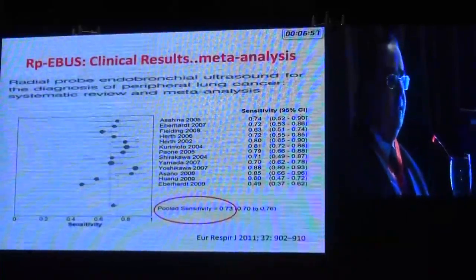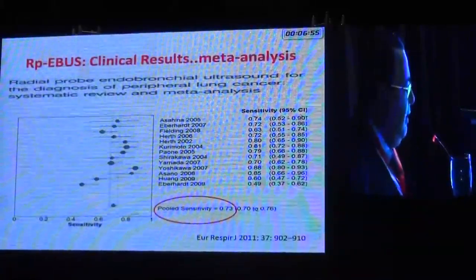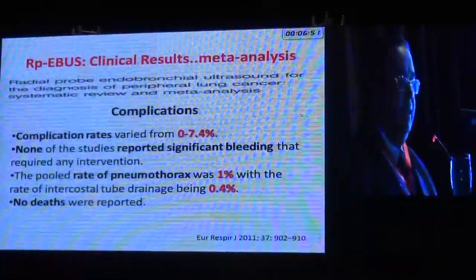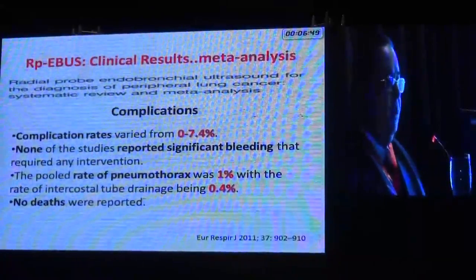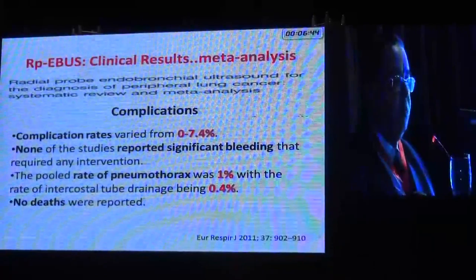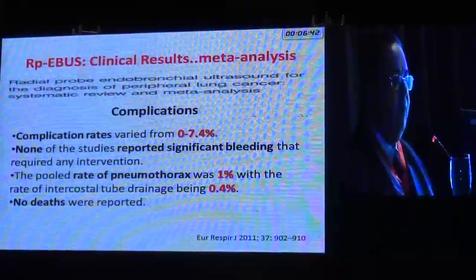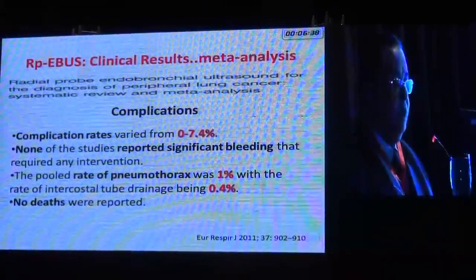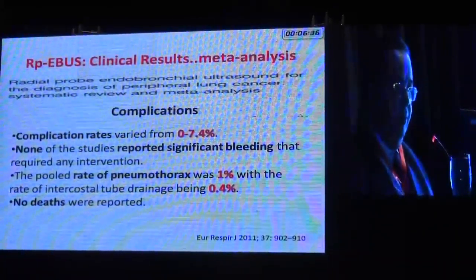This is a meta-analysis of many studies. They have a sensitivity of about 73%. The complication rate is negligible, between 0 and 7.4%. None of the patients had significant bleeding. Pneumothorax was 1%, and only 0.4% necessitated intercostal tube application. No deaths were reported, so it is a very safe procedure.